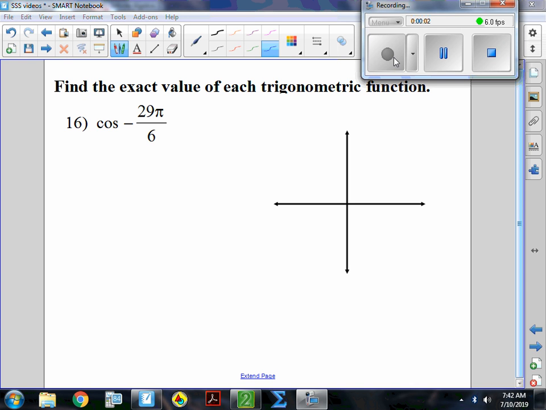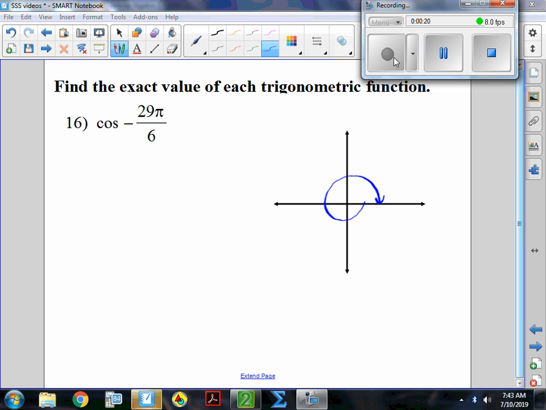Okay, number 16 says cosine negative 29 pi over 6. First thing to pay attention to is because it says negative, we're going to be going around the graph clockwise. That gives me negative radian measures or angle measures. And I also want to pay attention to it says 29 pi over 6.